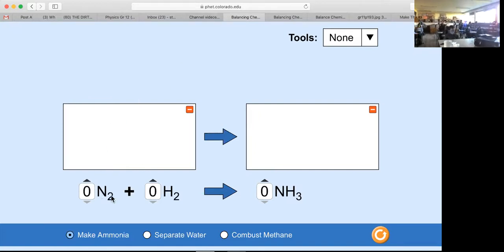Okay, do you recognize, here's an equation. Here we've got nitrogen gas plus hydrogen gas goes to form ammonia.